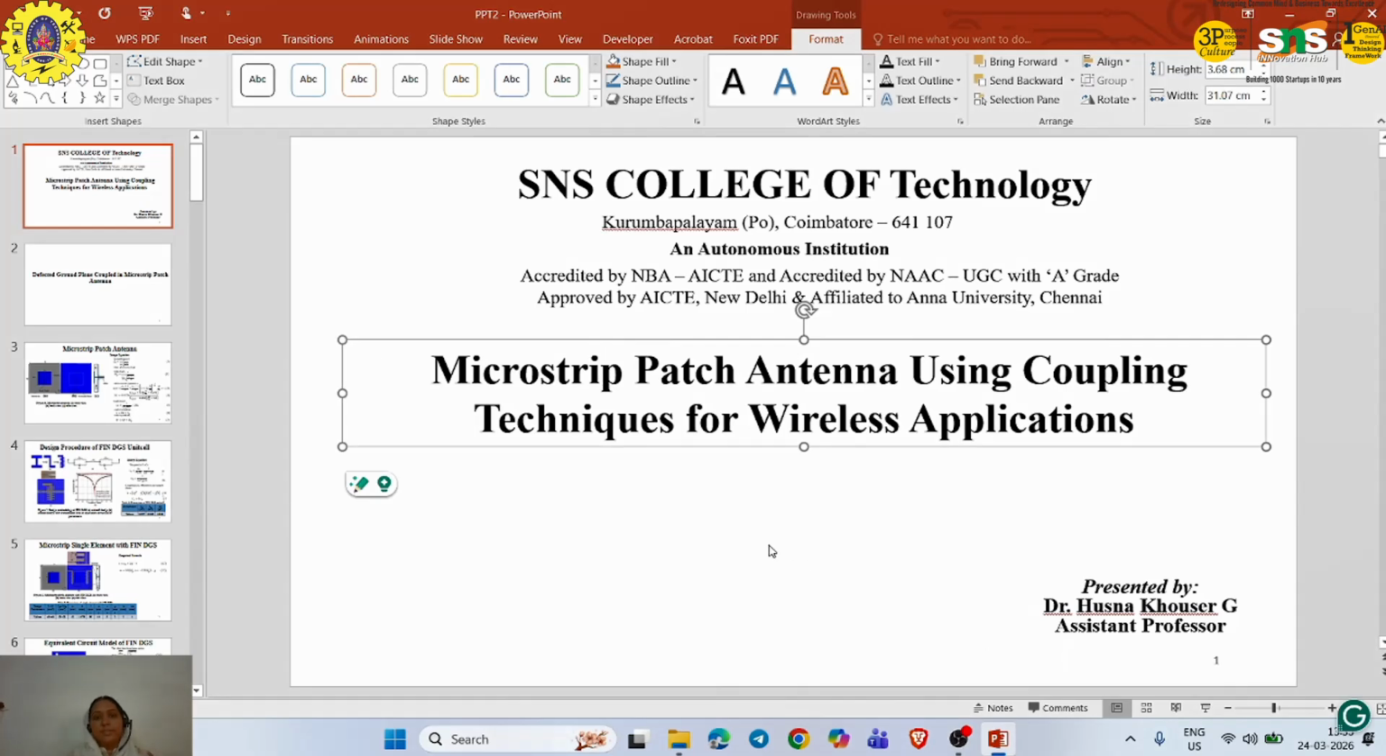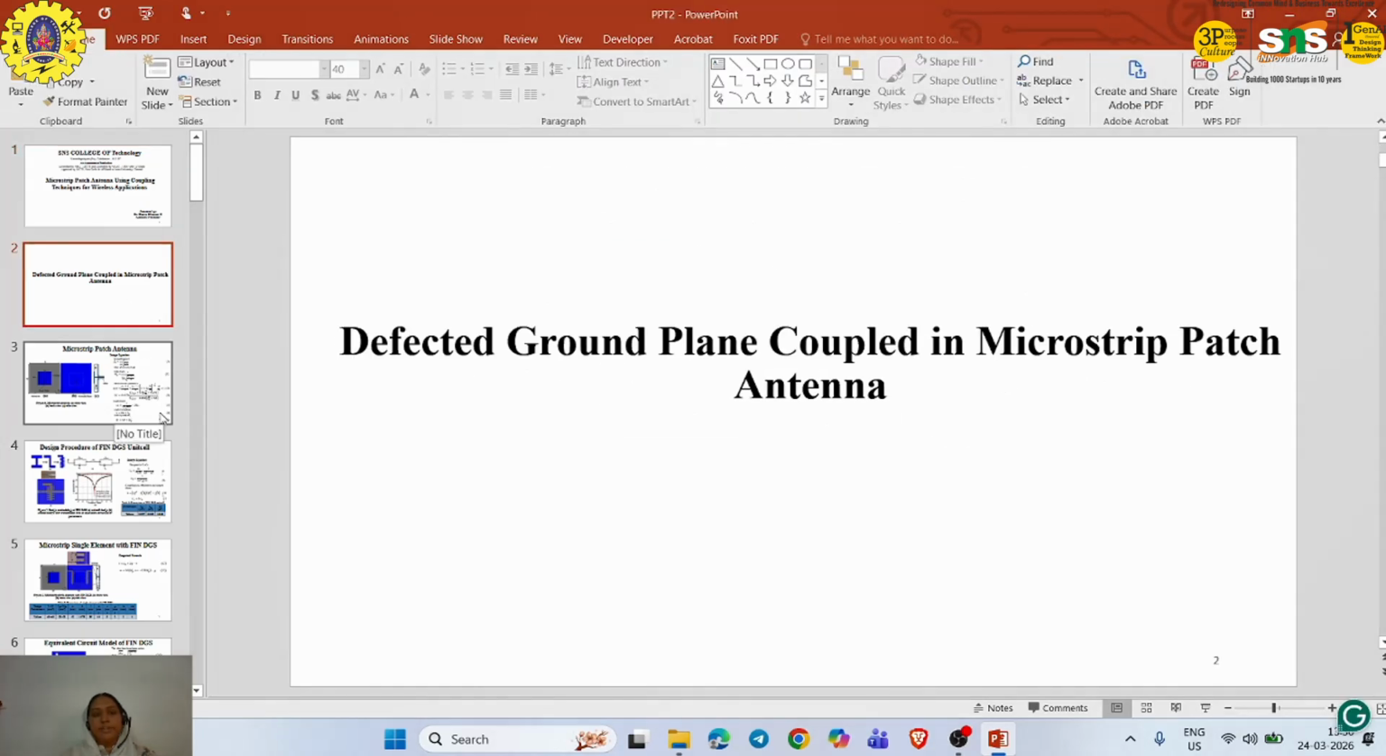In this lecture, we'll be discussing the structures of coupling structures and techniques, whereas in the previous lecture I showed you the different types of coupling techniques that can be used for enhancing the performance of antenna. So the first technique is the defected ground structure, where we are going to defect the ground plane of the patch antenna.